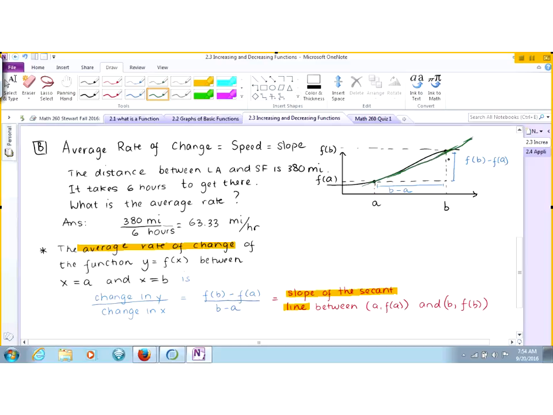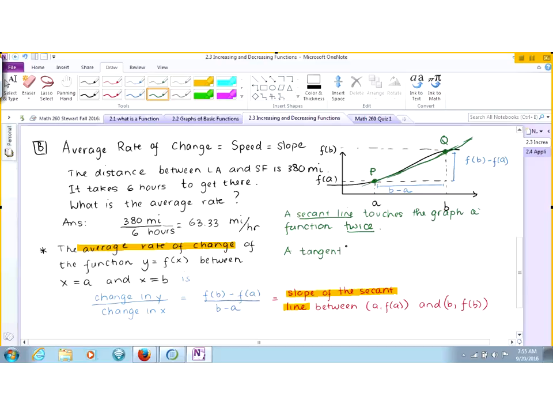So if you have a line here, then the slope is rise over run. So what is the secant line? So a secant line touches the graph of a function. How many times? Twice. So you have a secant line here. So you have P, Q. So the secant line connects P, Q twice.